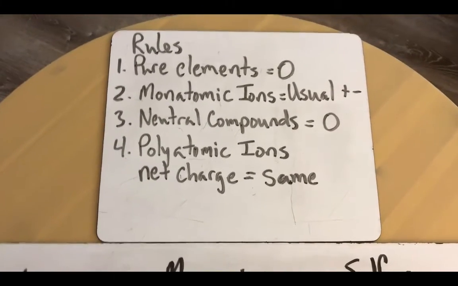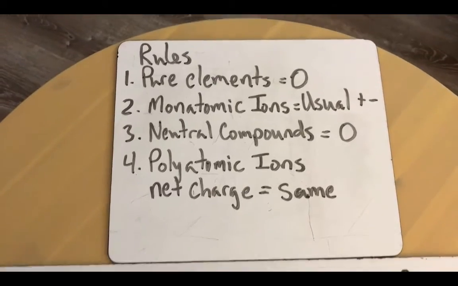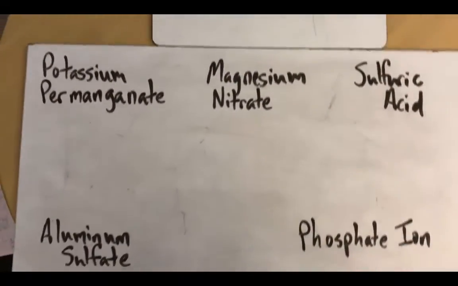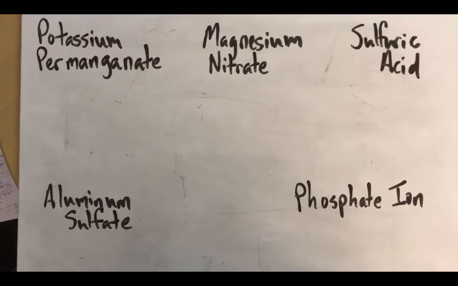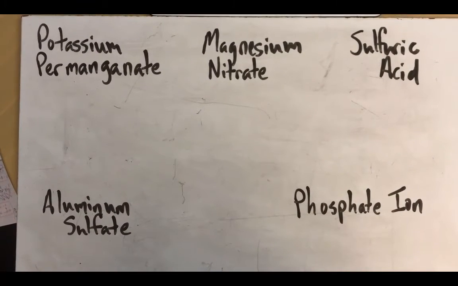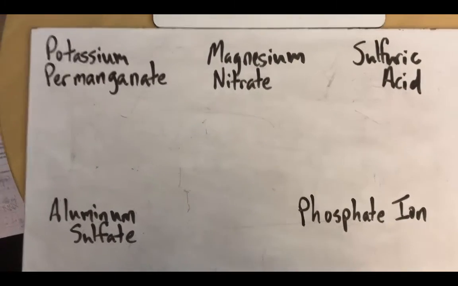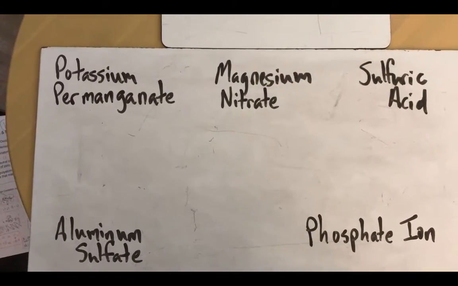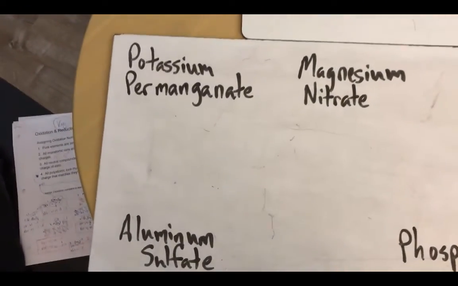If we take a look at the rules, I've written a simplified version of this. Your homework is going to look something like this. We just give you the names of compounds, and you have to identify what the charges are for each of the elements that are written there. So we need to assign oxidation numbers to each of the elements. First of all, we need to write these things correctly.